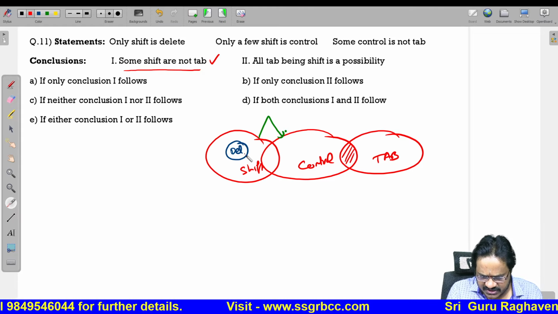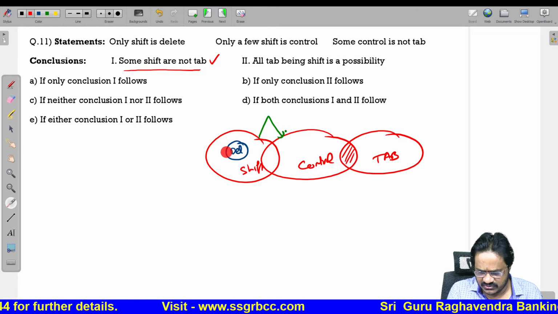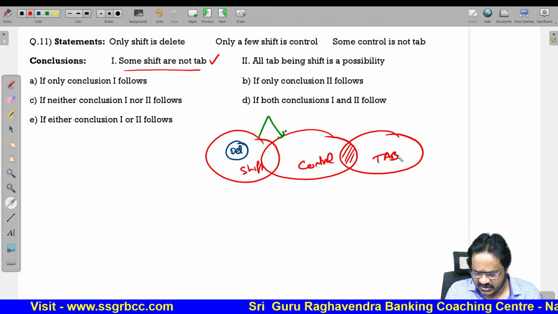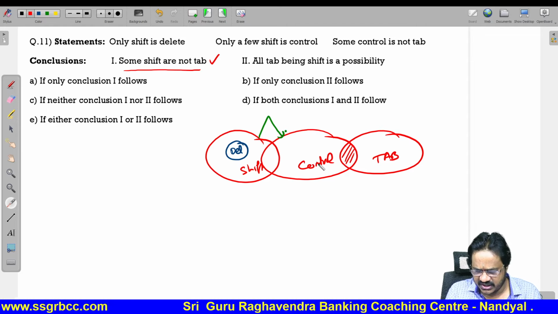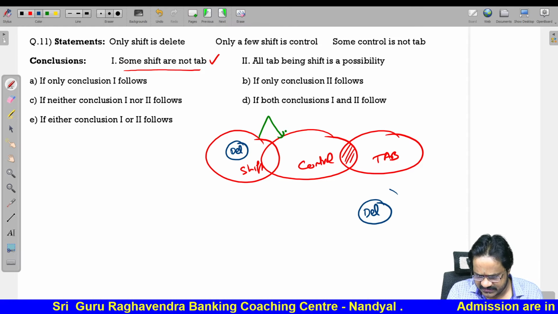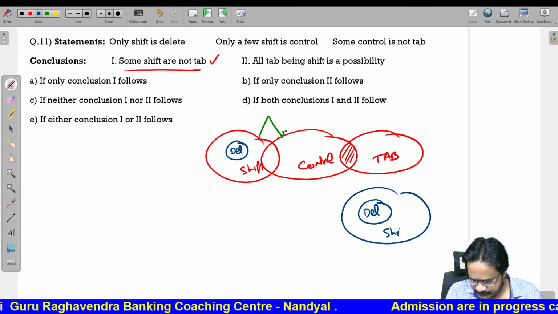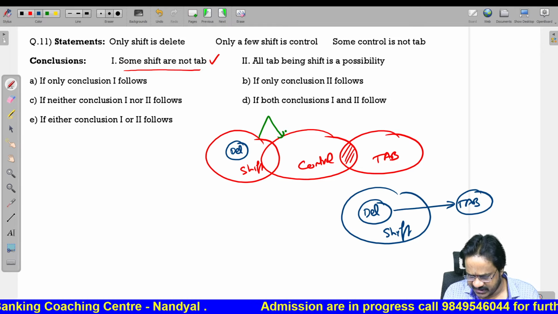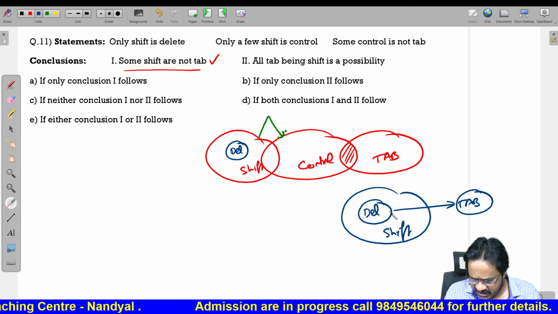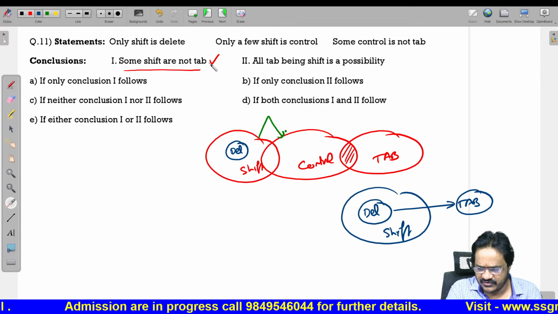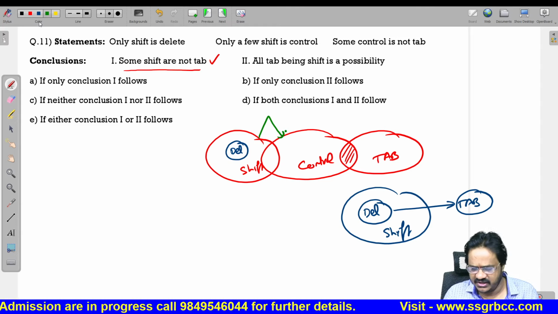Here the relation between delete and tab is no. Why? Because only shift is delete. So delete tab, the relation is no. Delete control also, the relation is no. So we can directly say like this: no tab is delete. If no is there for the inner circle, for outer circle some not will follow. Therefore, some shift is not tab definitely follows.